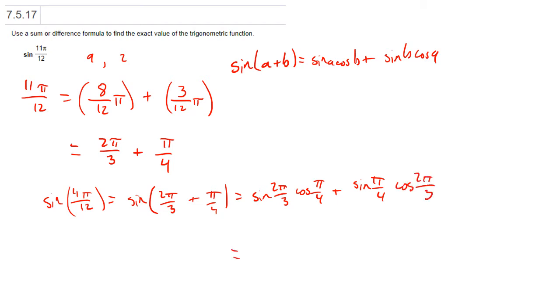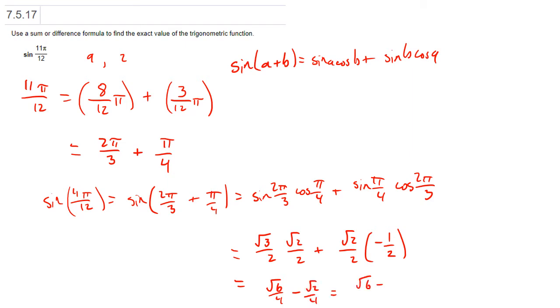Okay. Checking a standard reference circle, the sine of 2 pi over 3 is root 3 over 2. Cosine of pi over 4 is root 2 over 2. Sine of pi over 4 is also root 2 over 2. And cosine of 2 pi over 3 is negative 1/2. So we end up with the square root of 6 over 4 minus the square root of 2 over 4. We've still got a common denominator, root 6 minus root 2 all over 4, and there's our exact answer.